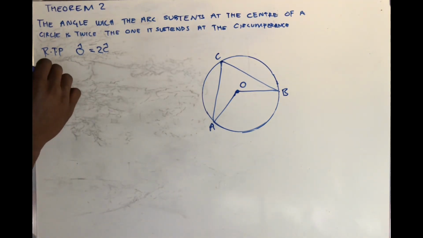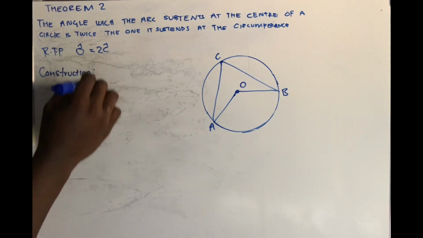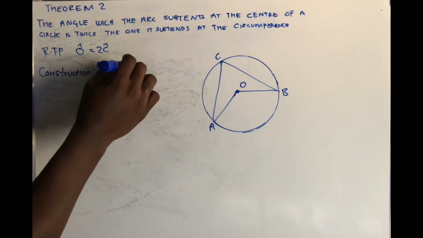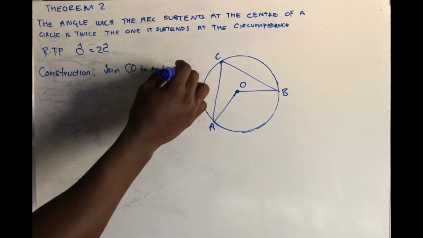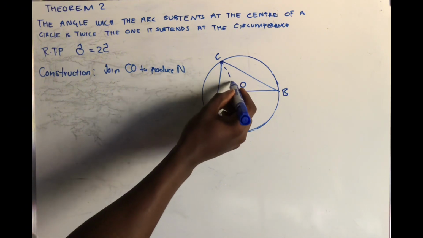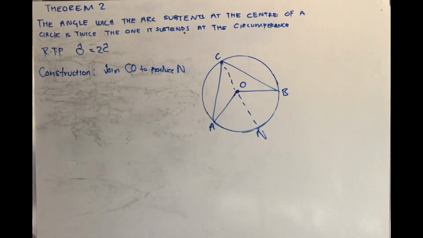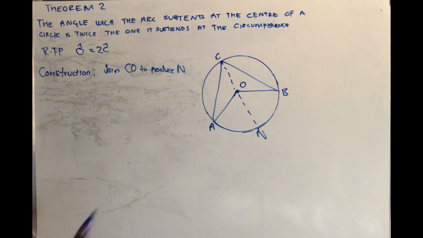So our construction will be: join CO to produce N. Let's join CO, and let's call this N. Then we can see that we have 2 triangles, triangle CONA and COB. We are clear on that one.